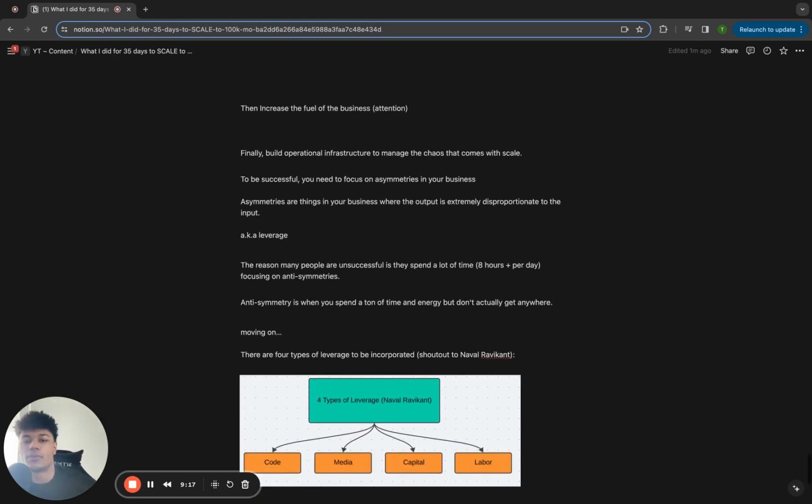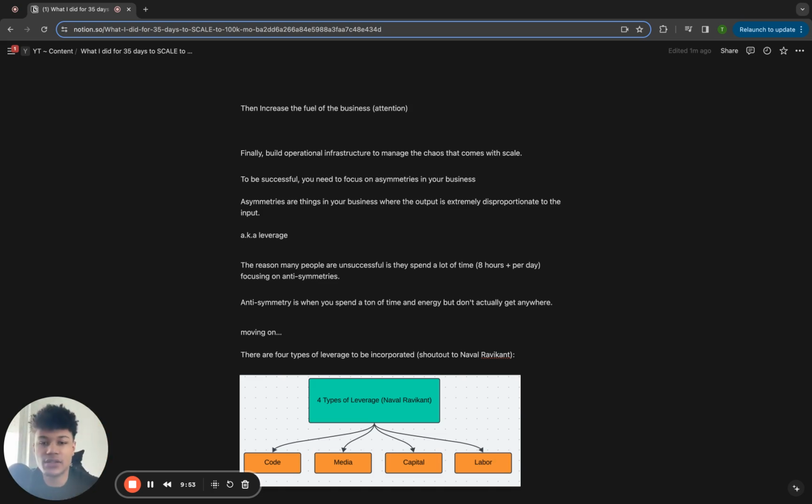Finally, build the operational infrastructure that will allow you to manage all the chaos that comes with scale. If you aren't able to control something on the micro level, let's say you have 5 clients and 2 of them are absolutely driving you nuts, requesting new things all the time, then at a scaled level, at 100 clients, you're going to lose it. It's going to be crazy. That means you have to have things controlled on a micro level, and then we scale.